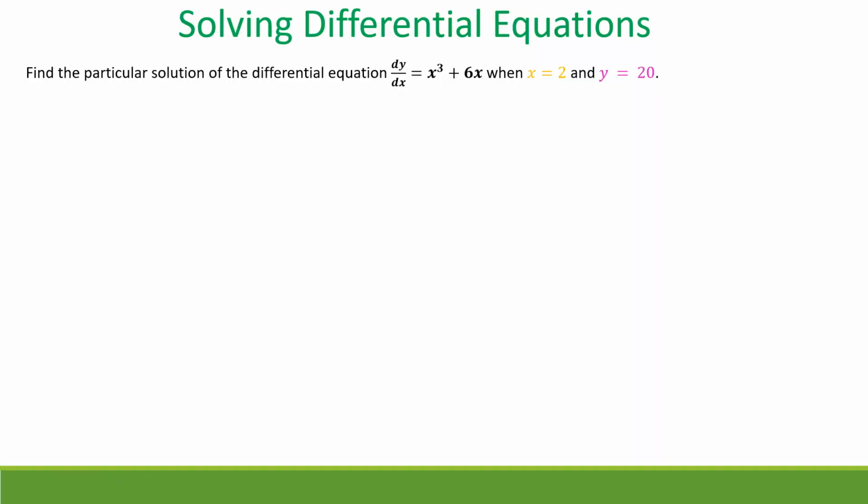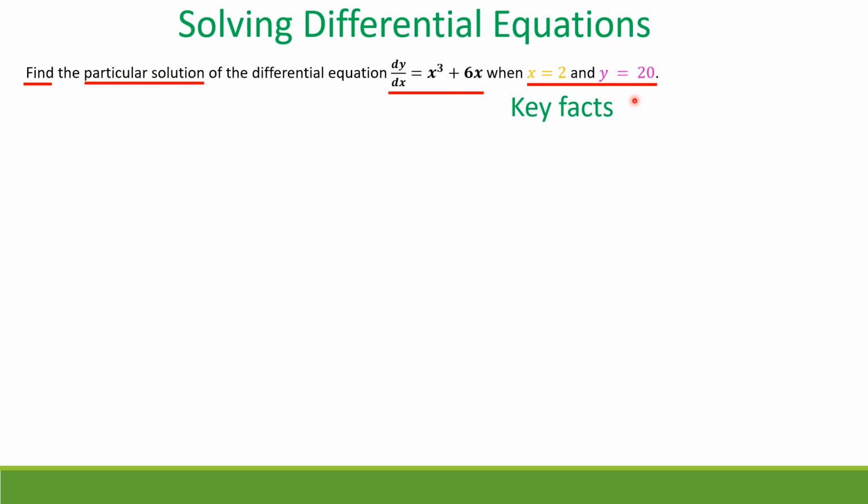We're going to look at a question involving solving a differential equation. The differential equation we have here is a first order differential equation, and it's one of the most simple types of differential equations you will come across. The keywords in this question we're going to highlight: we've got to find the particular solution of this differential equation, which is given by dy by dx is equal to x cubed plus 6x. And we're told that x is equal to 2 and y is equal to 20.